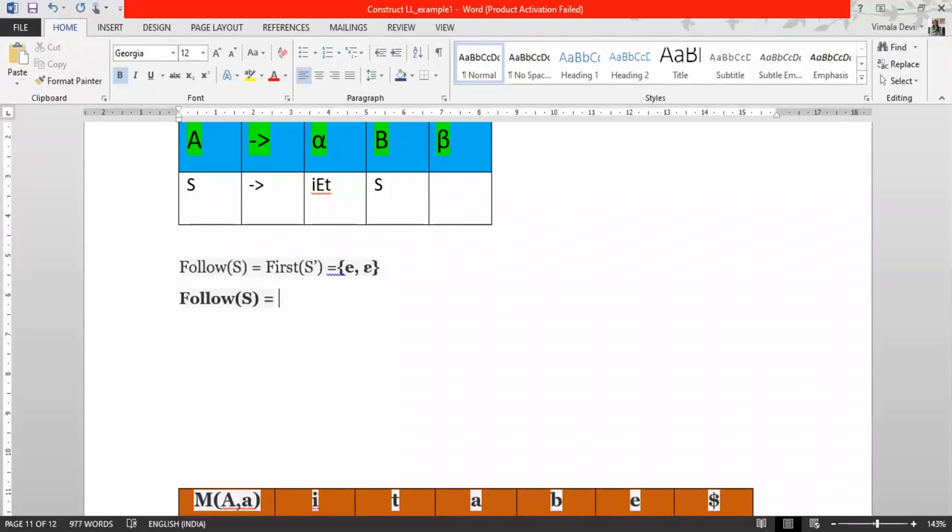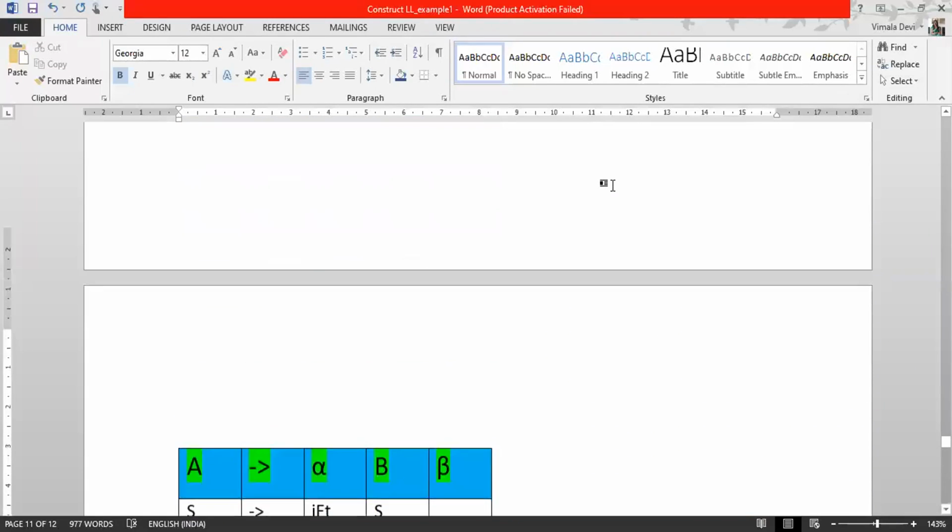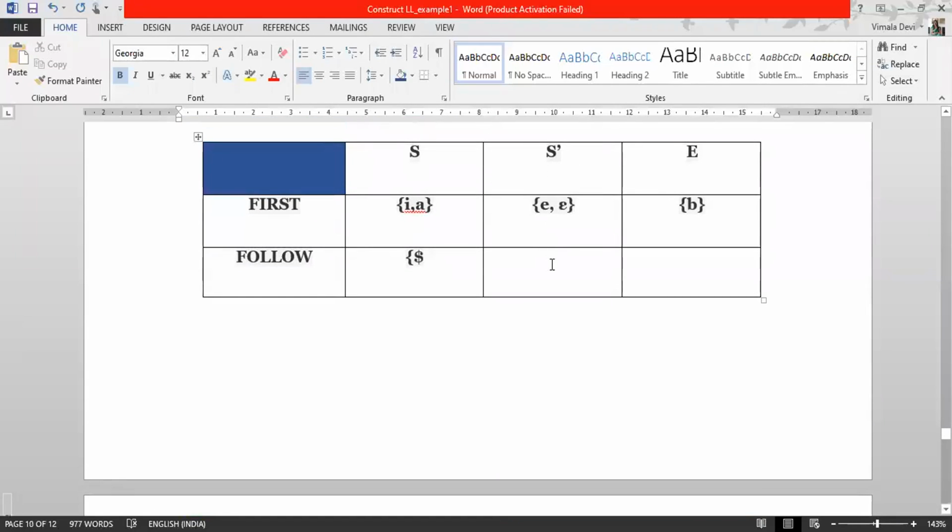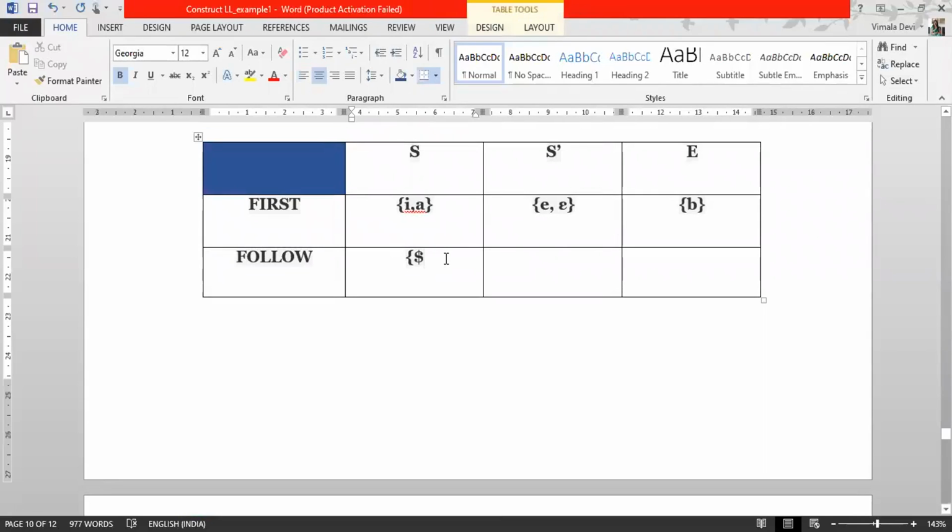Follow of B is nothing but follow of A. So follow of B is follow of A. In this case, follow of S is follow of S itself. So there is no change. So what is the symbol to be included? Only e is to be included as a follow of S. So let us include here.